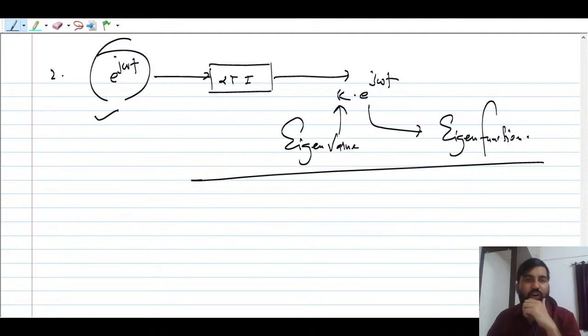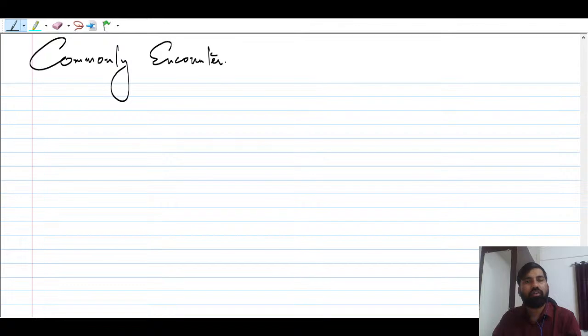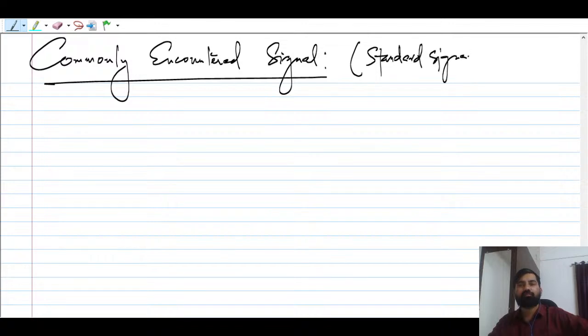Now let us talk about commonly encountered signals. Okay, what are the signals that we are going to encounter? Commonly encountered, or you can say standard signals, which are going to be useful in control systems also, right? Like the unit step function. Okay, so I'm just going to write the definition of them.